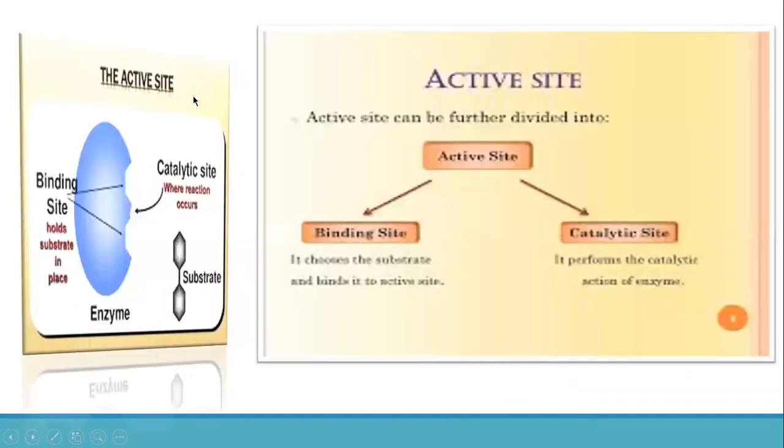The active site can be divided into two sites, the binding site and the catalytic site. The binding site holds the substrate in place, whereas the catalytic site is where the reaction occurs.